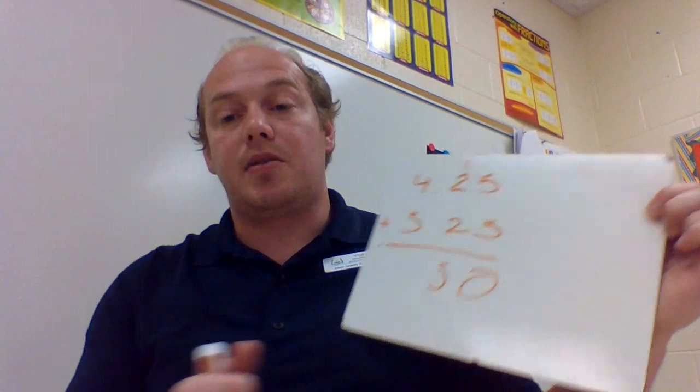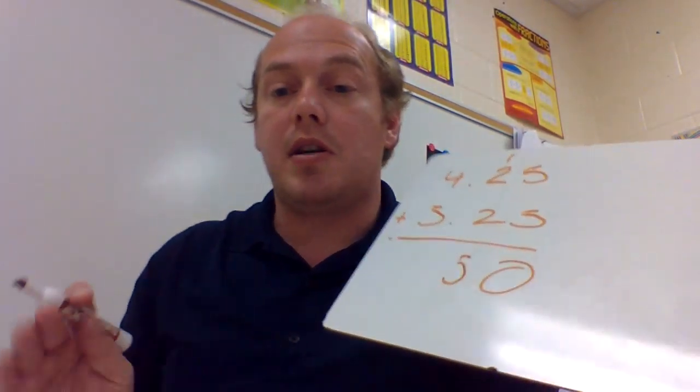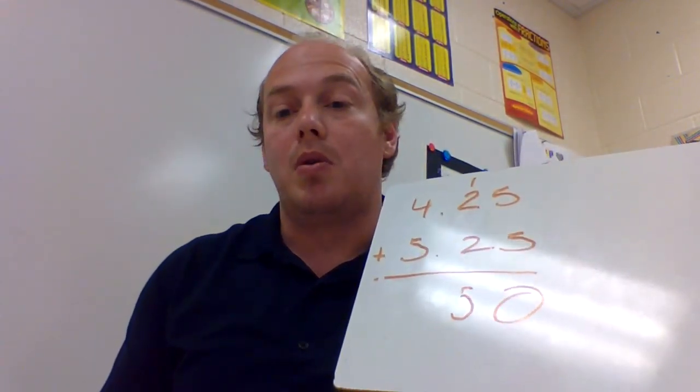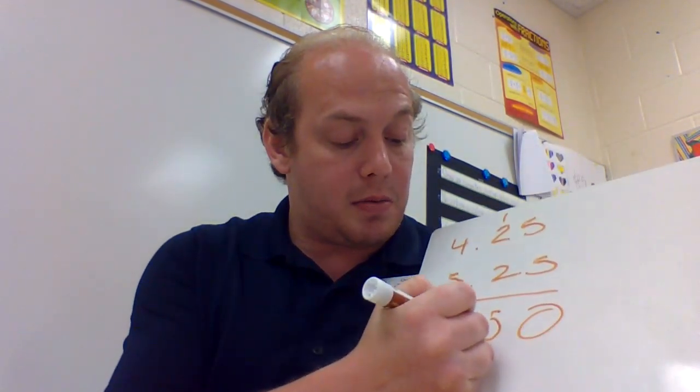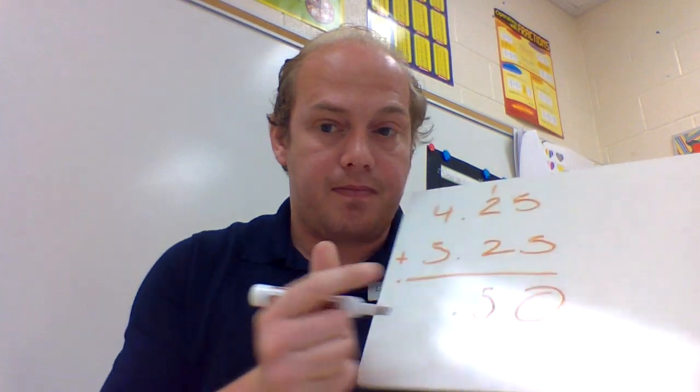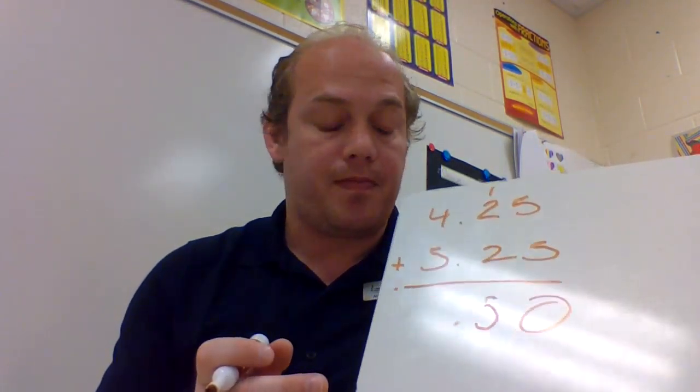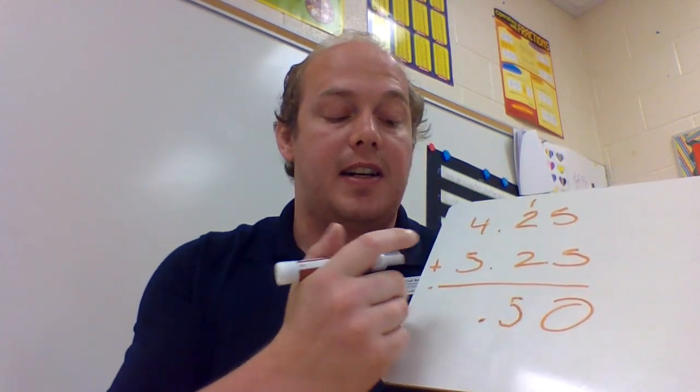Now, since we're to the decimal, you can do this before you start the problem, or you can do this as you come to it. But we're going to put that decimal right down here, like so. And then we're just going to add 4 plus 5 because we didn't have to carry anything. So 4 plus 5 is 9. So our answer is 950.